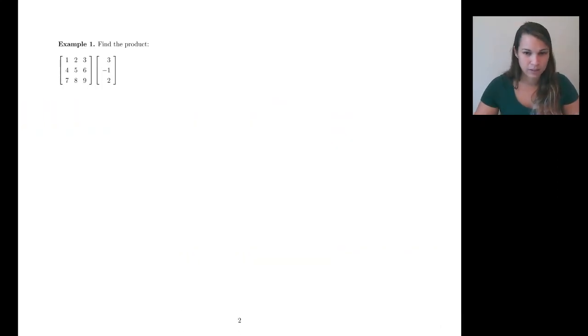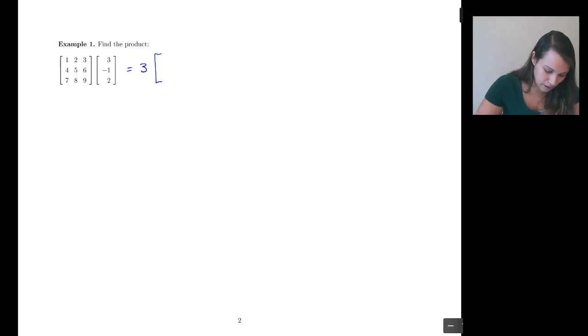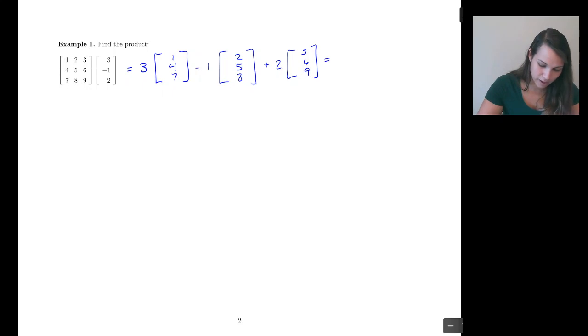Okay, so we want to find this matrix vector product. Very first thing that we're going to do is take the first entry of V, multiply it by the first column of A. Then second entry of V, second column of A. And then last entry of V, last column of A. And then we have the power of vector properties on our side.